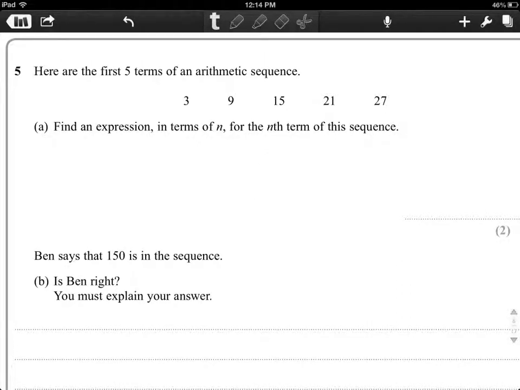So our sequence is going up in 6s, so we have 6n going up in 6s, and we're going to need to take away 3 to get our first term of 3. So it's 6n minus 3.